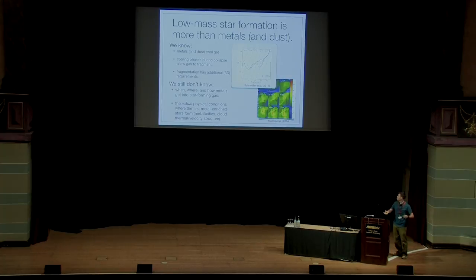Just to review the review, here's what I think we know and what we don't know about forming the first low-mass stars, the first metal-enriched stars. We know that when you have some sort of cooling phase during collapse, you create conditions that allow fragmentation, but that fragmentation itself is a three-dimensional problem that seems to be very initial condition dependent. And so what we still don't know is the actual physical conditions of the first metal-enriched stars. What are the actual metallicities in these first clouds? What do their cloud structures look like, velocity-wise, thermal-wise? And we still don't really know, from simulations at least. From models we do, but we really don't have a good indication of where and how and when those metals get into the first star-forming gas.